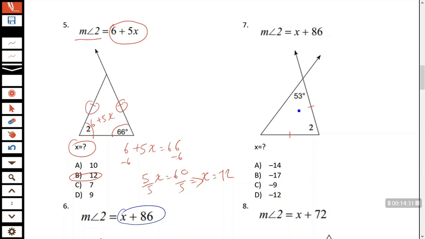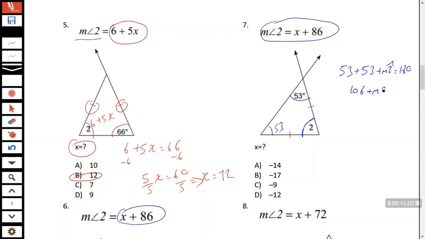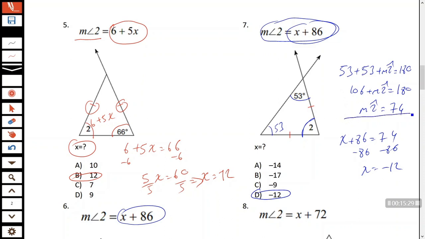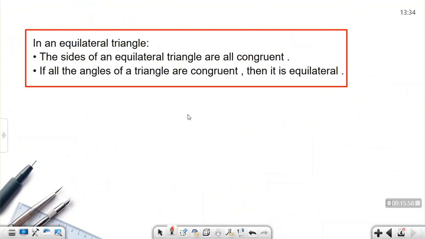Another question, and let's use blue again. Here is an isosceles triangle, but this is a very good question. As you see, this time angle 2 is x plus 86. Be careful here. If this is 53, this must be 53. So what is the value of angle 2? First you need to calculate it to find x. So 53 plus 53 is 106, plus the measure of angle 2 equals 180. The measure of angle 2 is 74. So I get the 74, but I haven't found the value of x. x plus 86 equals 74, minus 86 minus 86. x equals minus 12. So the result is D. That was a good question. As you see, first you need to calculate the measure of angle 2.